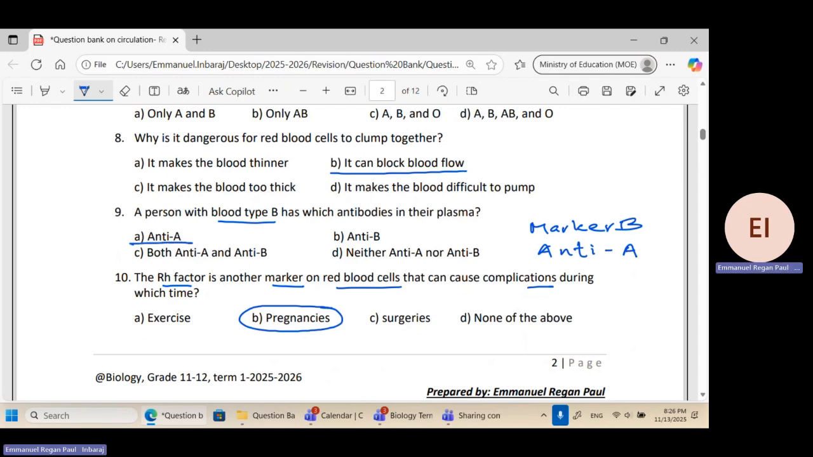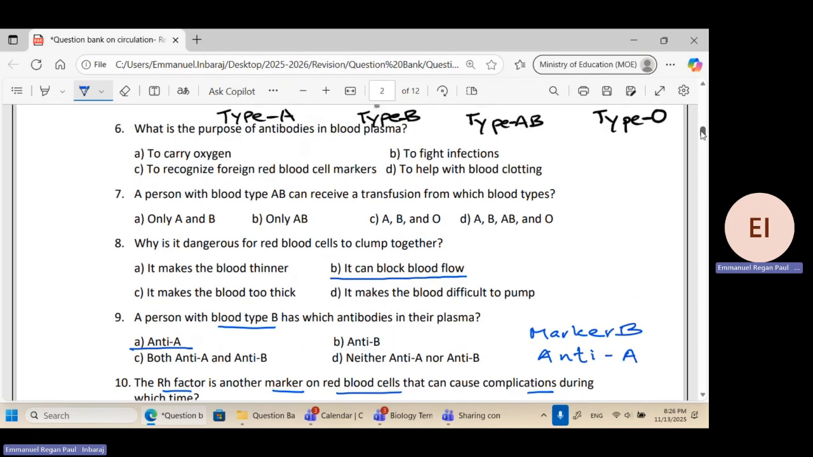All right. So let's look at this question. Question number 6 and 7. What is the purpose of antibodies in the blood plasma? Antibodies are to recognize the foreign red blood cell markers. A person with blood type AB can receive a transfusion from which blood type? Okay, remember, what is blood type AB? AB, as I told you, is called the universal recipient. So they can receive from all the blood types.